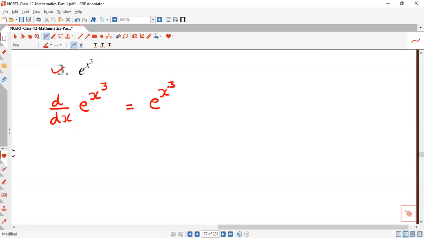First we write down the same function. Now you see this is not the x, this is the x cube. So differentiation of this part x cube. So what are we getting? e raised to x cube into 3x square. This is the answer for this differentiation of e raised to x cube.